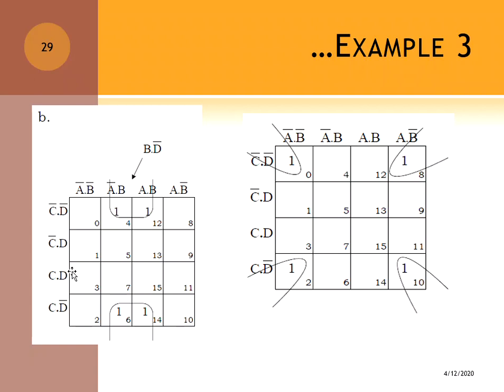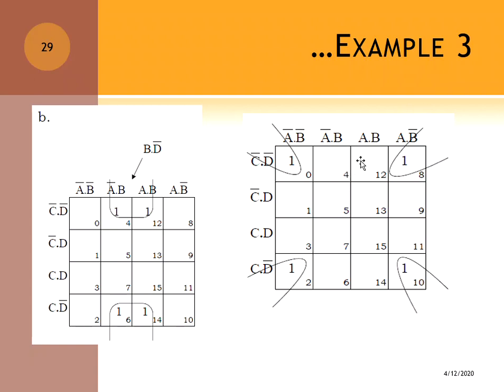And then this one, for cell number 6 and 14, the common term here is B bar, and C dot D bar. So if we want to combine these 4 cells together, the common term will be B and D bar.